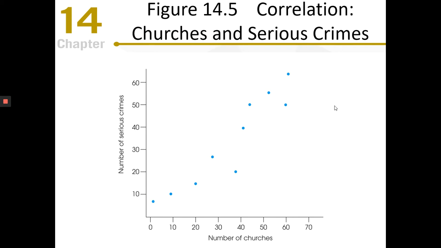That third variable of city size is driving both of the variables in a certain direction. Big city, more churches. Big city, more crimes. Little city, fewer churches. Little city, fewer crimes. So that third variable is driving both of these variables together, and it's looking like they're co-occurring, but it's really because that third variable is influencing both.